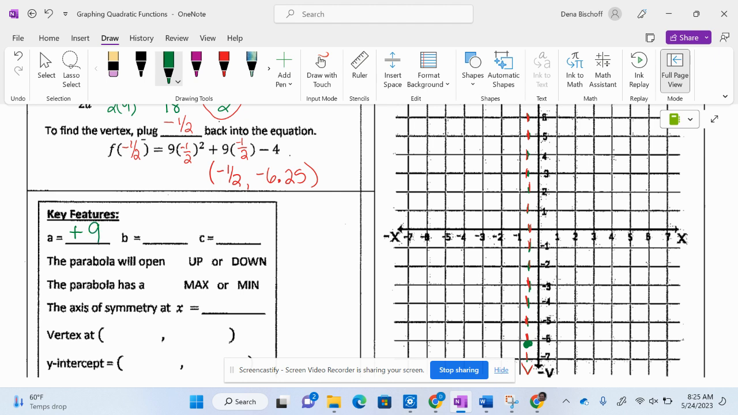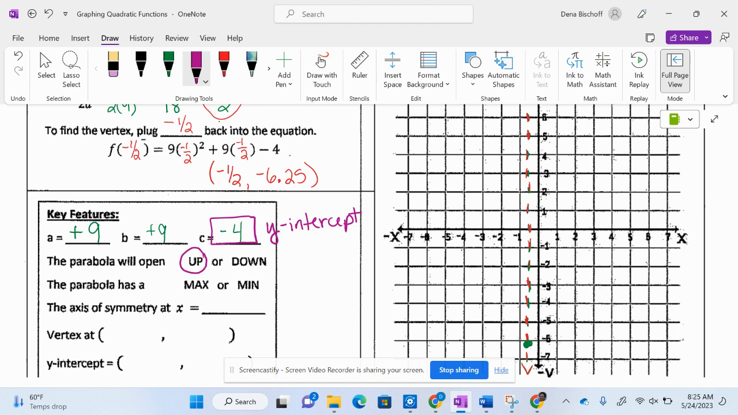What is B? It's also a +9. And what is C? A -4. Well, what does C tell me? What does C represent? C is my y-intercept. Okay. So it says the parabola will open up or down. A is positive, so it's going to open up.